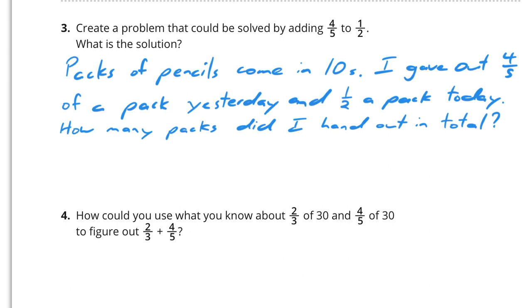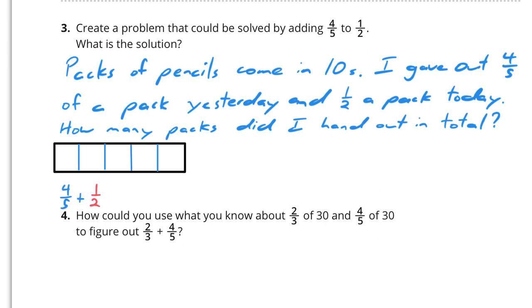I will model this with a shape that is easily split into fifths and a half. So the fifths might look like this, and the half might look like this. Now already, since I can see that my shape has a total of 10 spots, right? 5, 10, I know that my denominator is going to be 10. I just don't know how many yet.